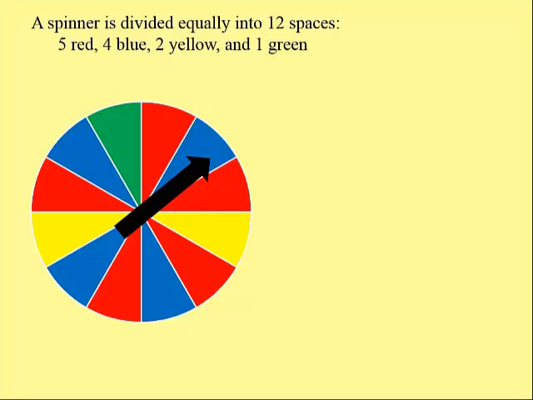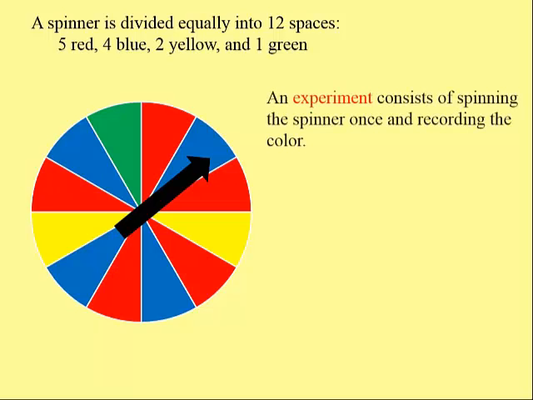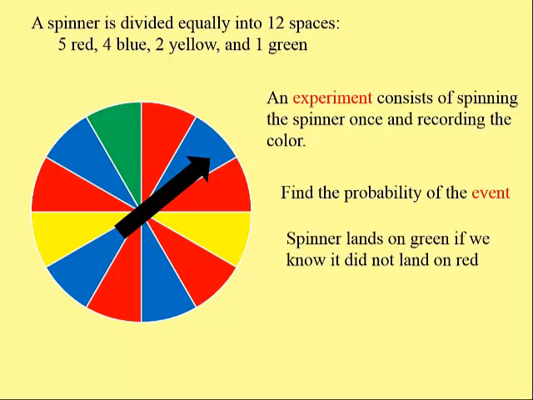Here's a spinner. We've done this one before, divided into equal spaces, red, blue, yellow, and green, different numbers of each. We want to know, if we spin this, what is the probability that the spinner lands on green if we know it did not land on red. So if you close your eyes and I spin the spinner and I say, hey, it did not land on red, and ask you what's your confidence in it being green.